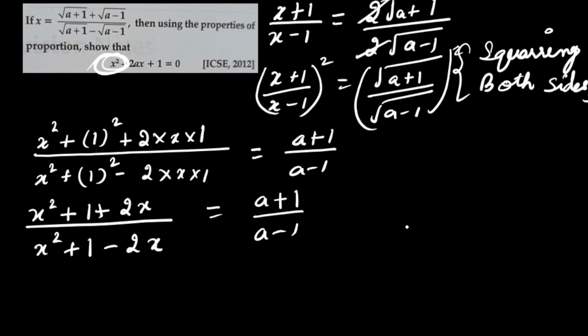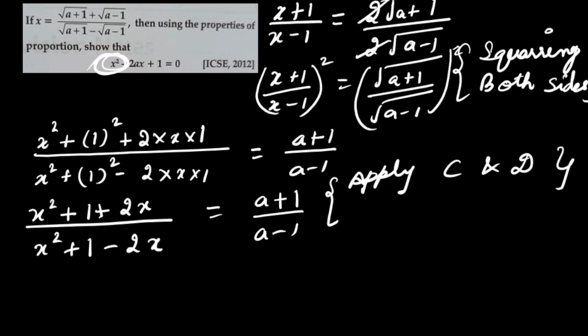x square plus 1 plus 2x and x square. Yes, Shiva Shankar, I have corrected. So shall we again apply componendo and dividendo? Let's apply, because here also the numerator and denominator are there with addition and subtraction. So apply componendo and dividendo again. I'm just writing as C and D. Don't write like this in the exam.